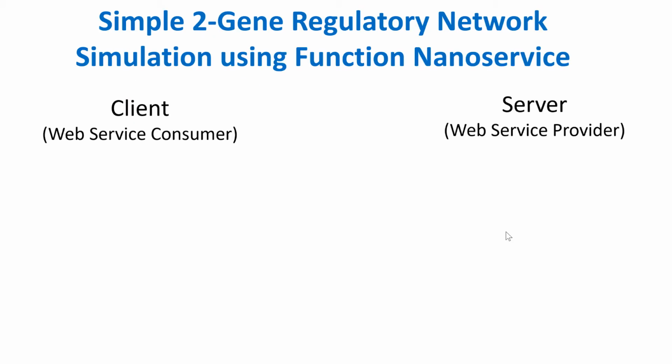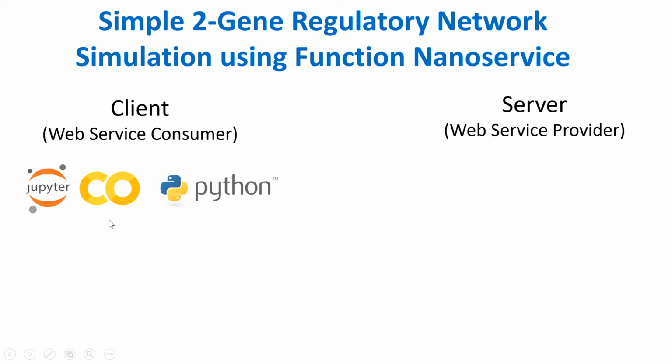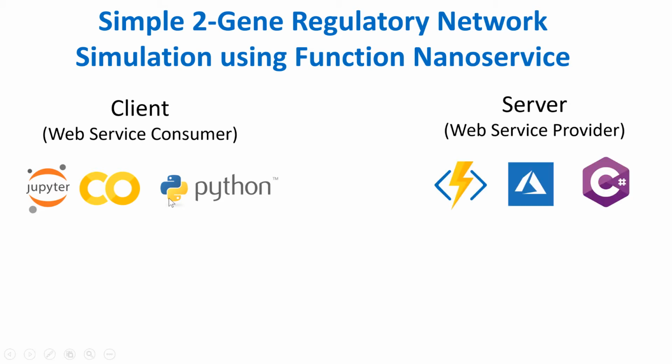There are two players in this tutorial. One is a client and the other one is a server. The client is a web service consumer and the server is a web service provider. For the client, we use a Jupyter Notebook and the language we use is Python. On the server side, we use Azure Functions, which is a nanoservice provided by Microsoft Azure platform, to write code. And the language that we use is C#.